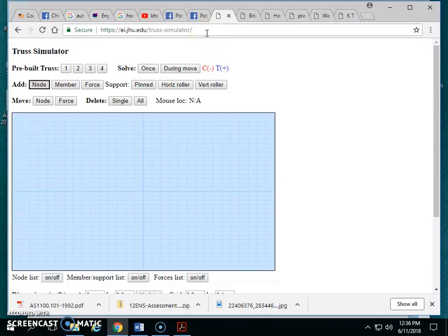Now he used a software called the Johns Hopkins Truss Designer, or Truss Simulator. Now the problem is that it has changed. It didn't work for a while, and now they've updated it for a new site. Now I think it's more accurate than it used to be, but I'm not going to build one now to demonstrate.